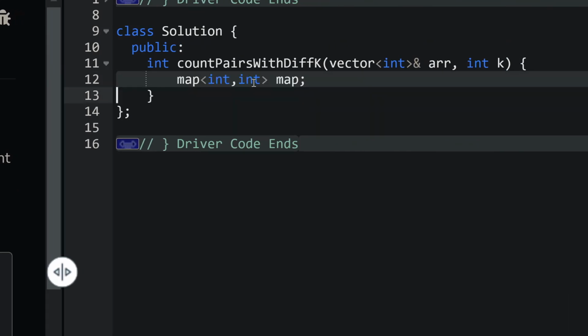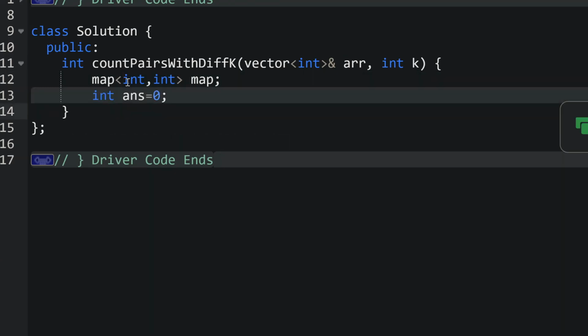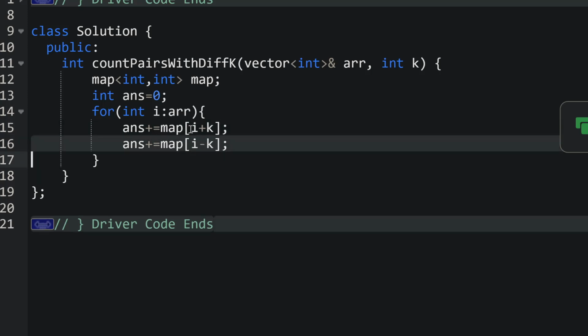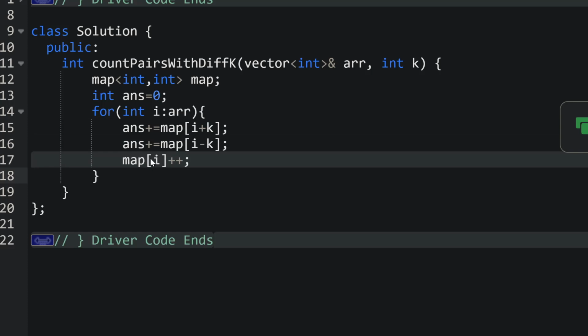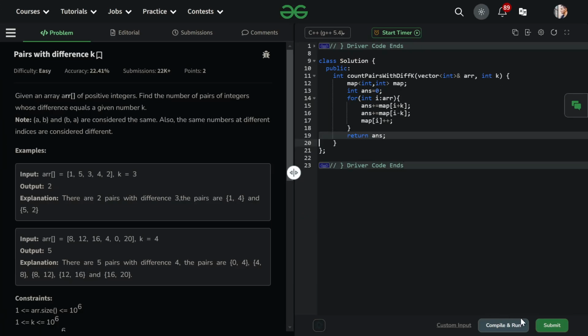So we first have a map of integer and integer. Next we have answer. Next we have a for each loop. If I plus k is present, then add its frequency to the answer. If I minus k is present, then add its frequency as well. Then increment the frequency of the current element. Next we just need to return the answer. So let's give it a try.